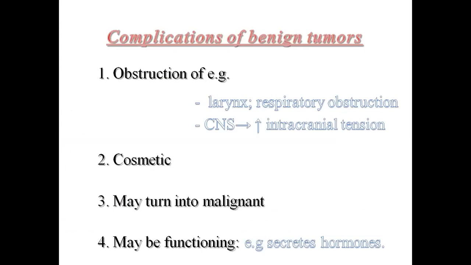So, what are the complications of benign and malignant tumors? Benign tumors have good outcome, right? However, they may sometimes cause serious complications. These complications are related to the site where the tumors arise. For example, if a benign tumor arises in the larynx, in the respiratory tract, they will obstruct the airway, right? They will interfere with gas entry, with air entry, right?